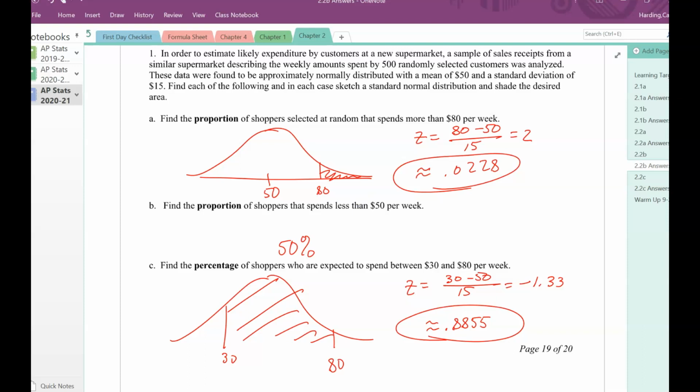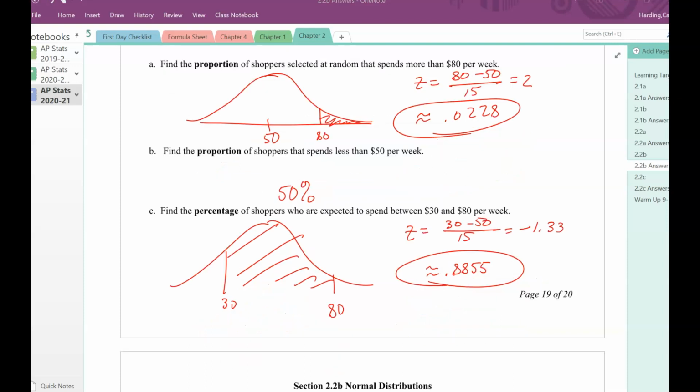You can just do 1 minus. Oh, I'm so sorry. I'm getting distracted by my screen not scrolling. Hang on. Here we go.